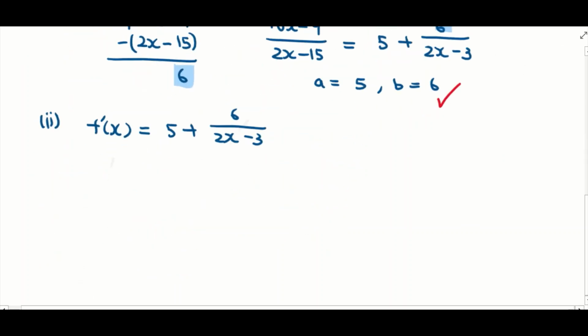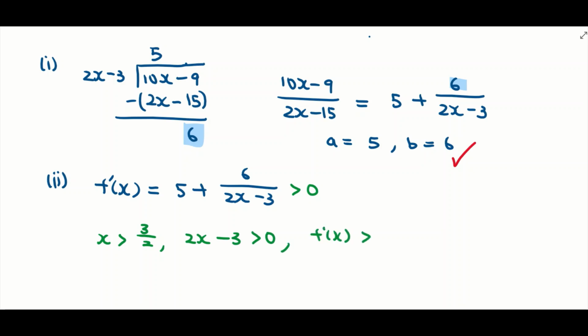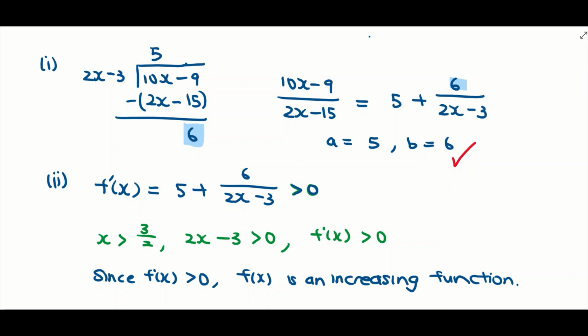So looking at my f prime, what do you think the nature of f prime would be? It will be more than 0. Okay, but let's write it out first. If x is more than 3 over 2, we explain that 2x minus 3 will be also more than 0. Hence, my f prime will always be more than 0, which means positive. I can conclude that it's an increasing function. Alright, so once I say that, then I have answered the question fully.